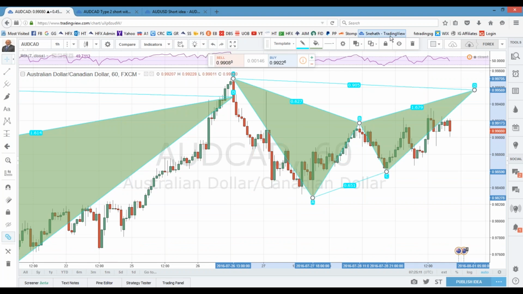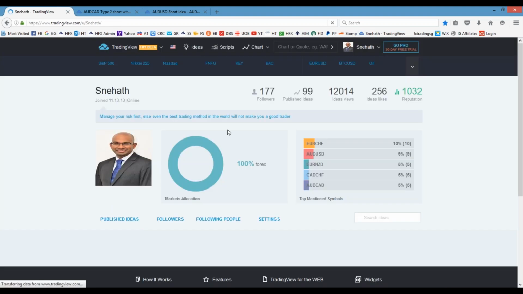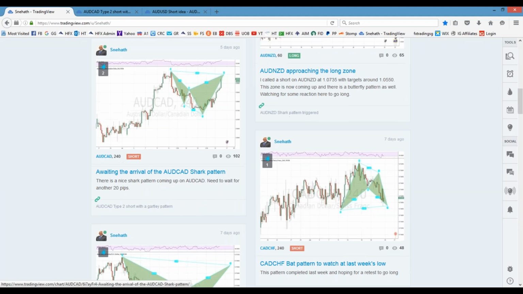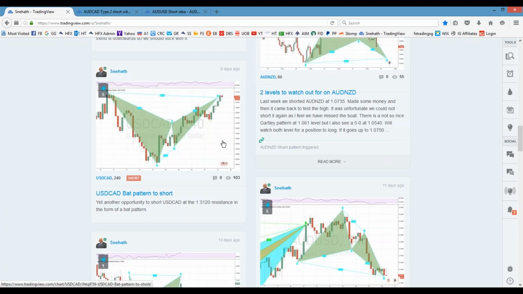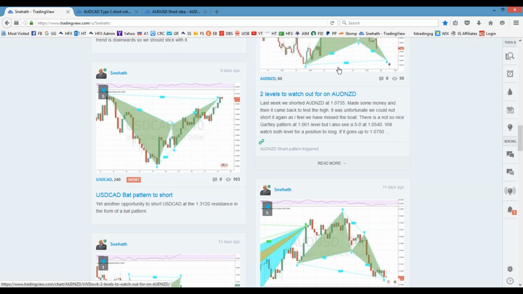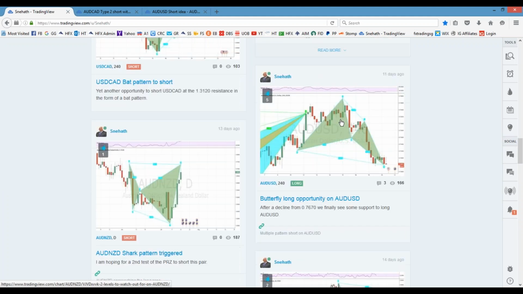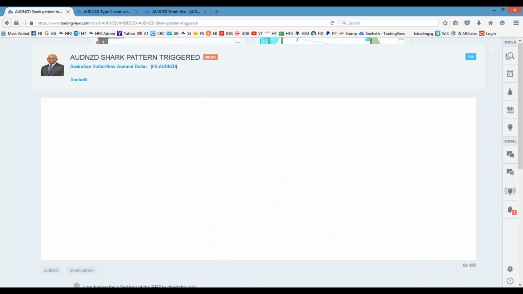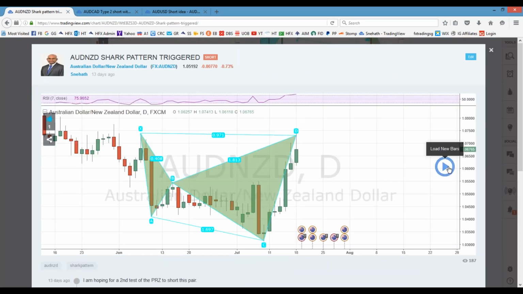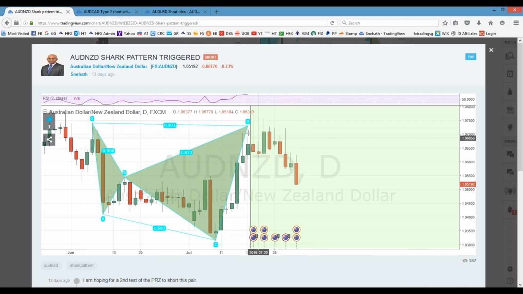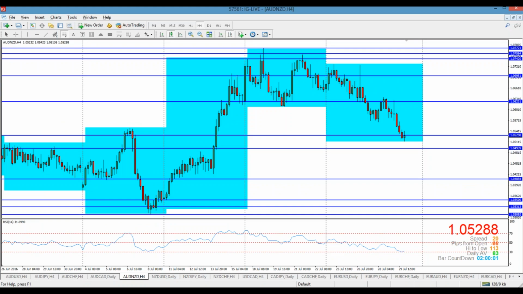So I'll go back to my TradingView and I'll show you that we did actually call to short this a while back. Here you go. No, it was, I think, even before that. Okay, so there was a shark pattern that was triggered. And this was something that I called. I said we're going to sell somewhere around here. You could see that it bounced, and there were a couple of chances to get into this trade, and it fell down. Now, one thing about the shark pattern is that it generally shows reaction at the Fib 5 level.